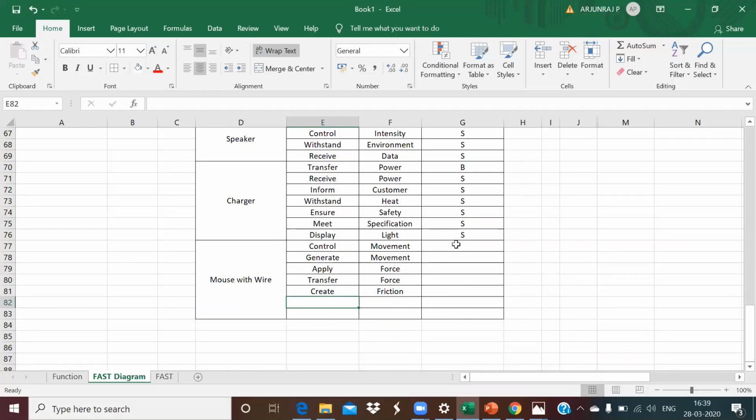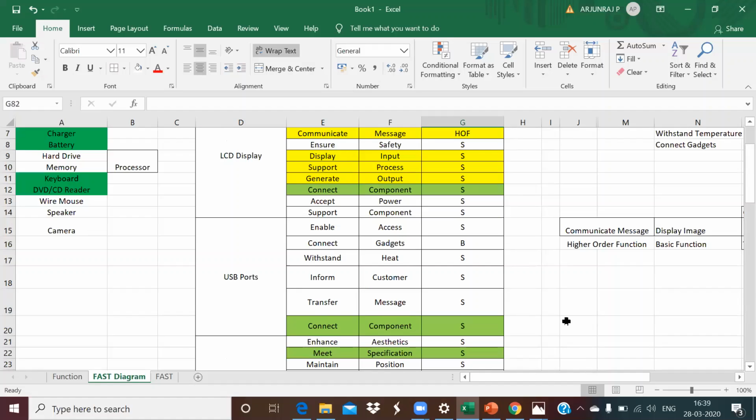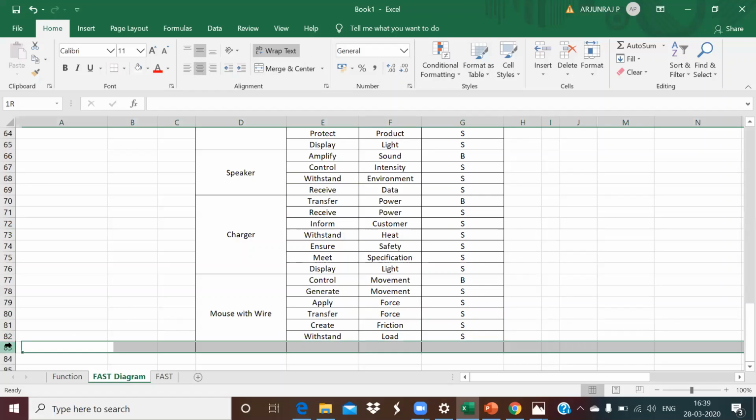So what can be the other? Nowadays the mouse is completely plastic. It will also withstand the temperature, but the temperature is not the main criterion. Basically, it should withstand the load, the impact. And load or support weight is sufficient.